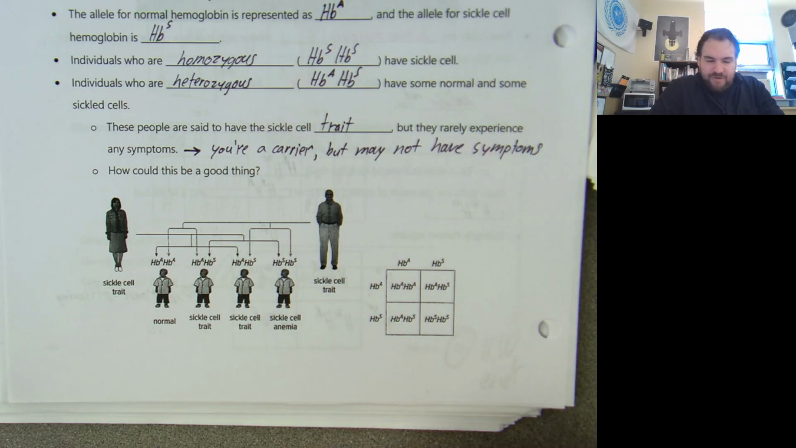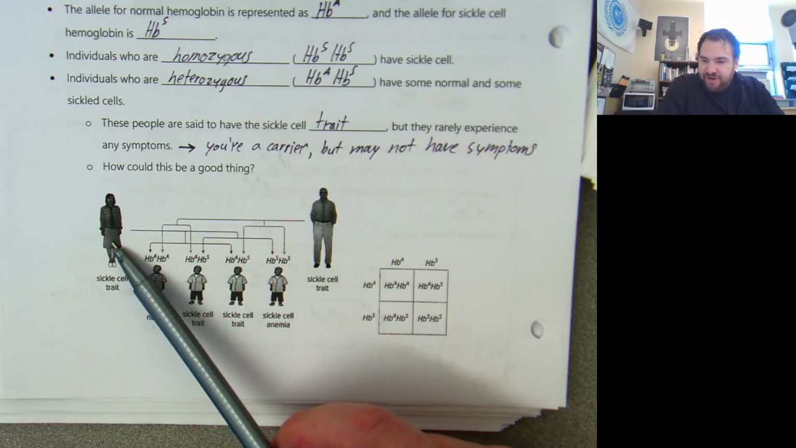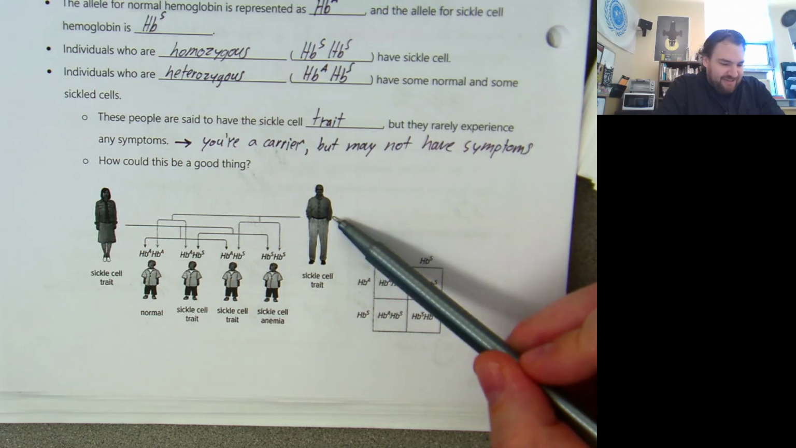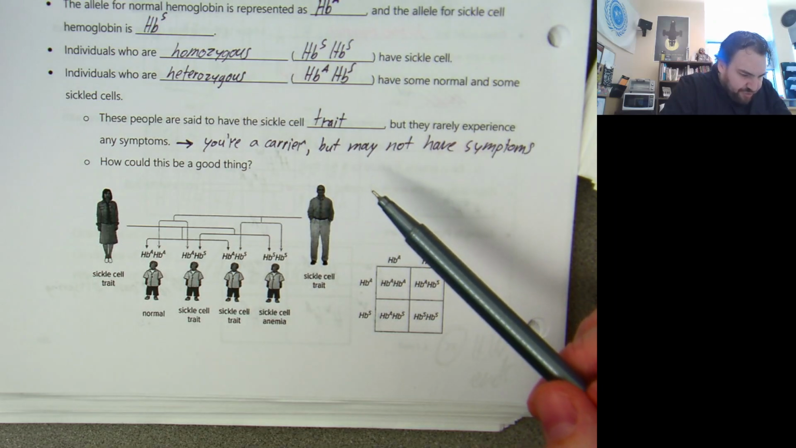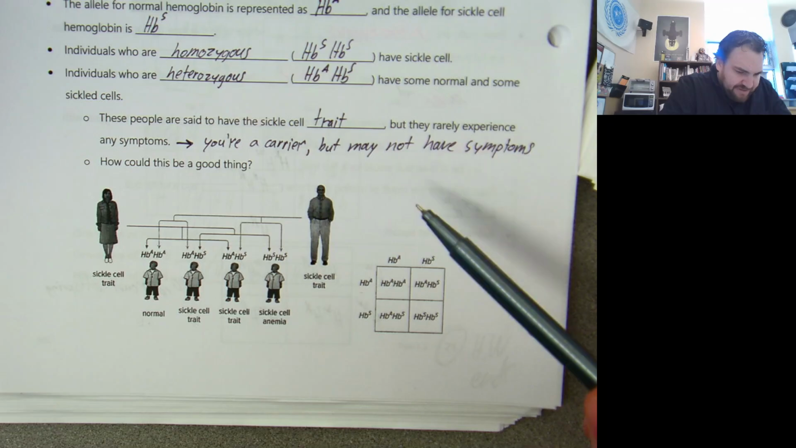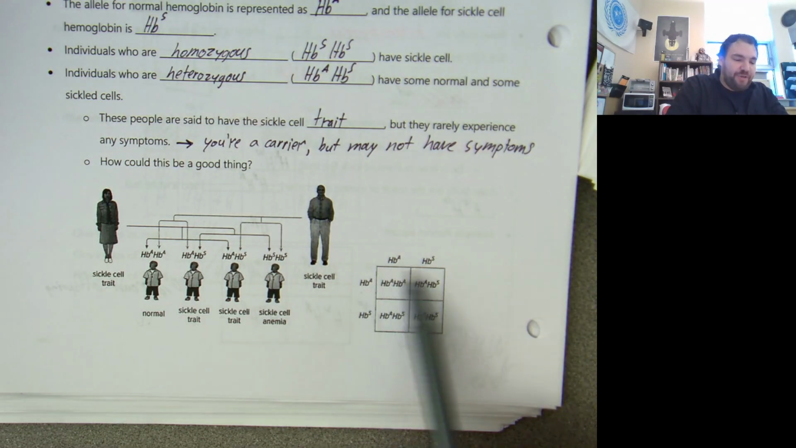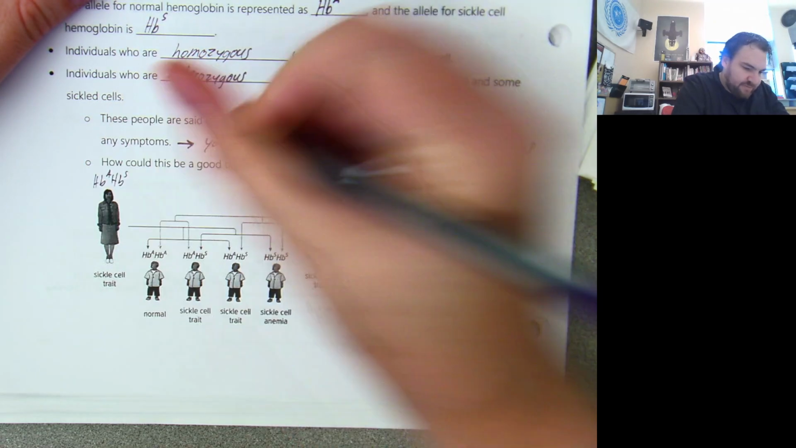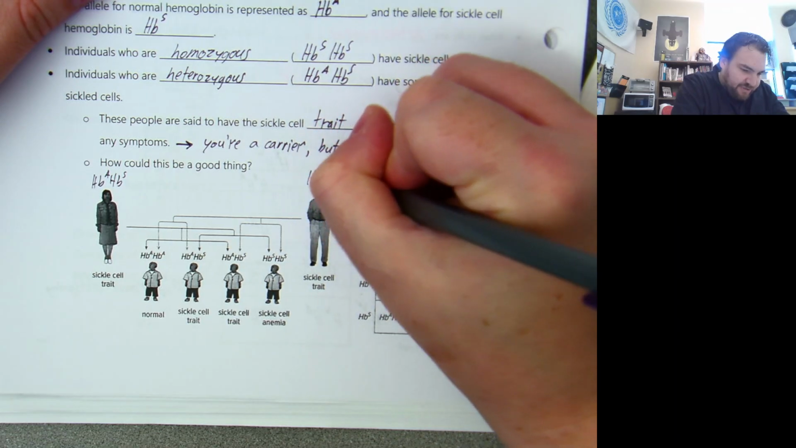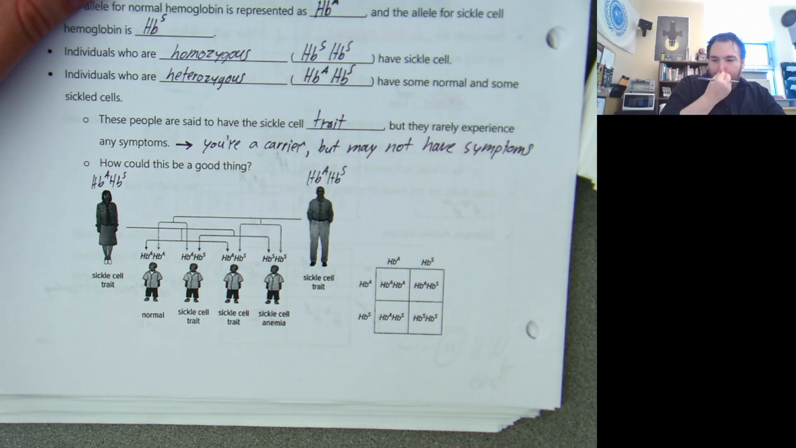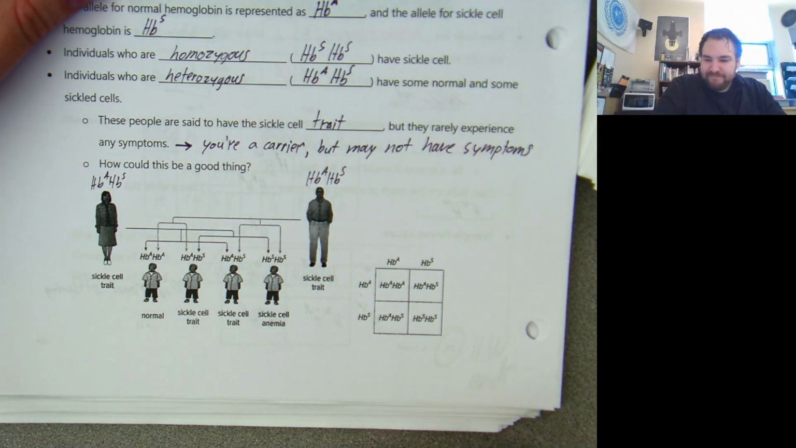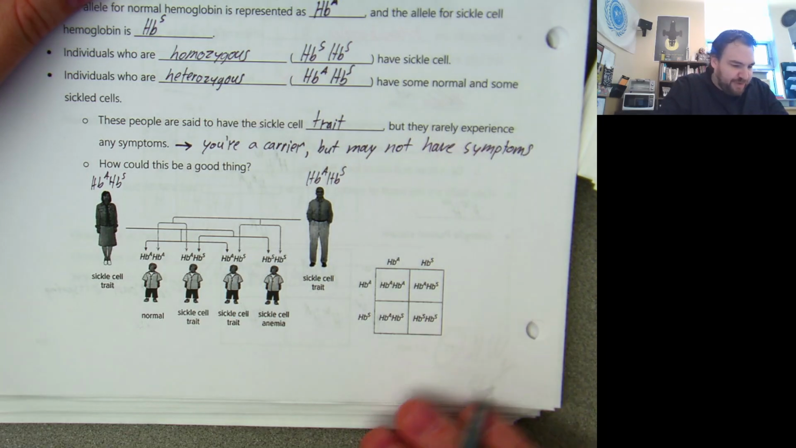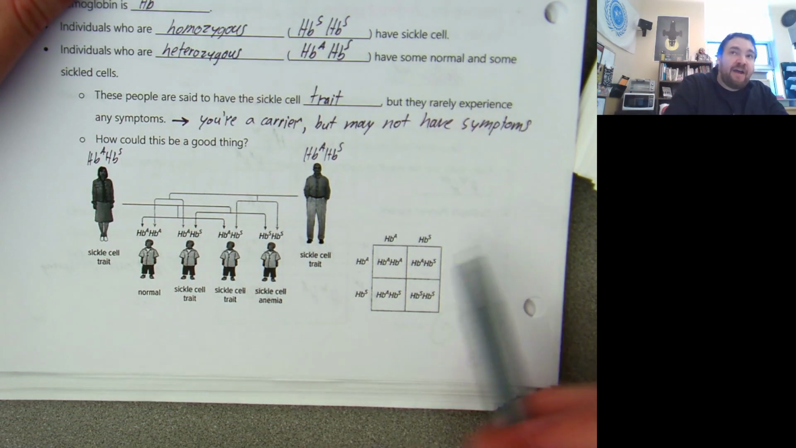So we've got two people, two parents. She's got the sickle cell trait. He's got the sickle cell trait. But if we take a look at their children, let's say these are both heterozygous, look at this Punnett square here. So let's label this here, HbA, HbS, HbA, HbS. You get all of the possible crosses.